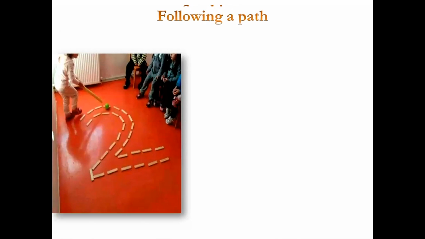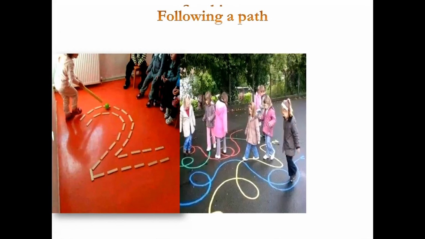Next is following a path. Now here you can see the path is made with the concept of numbers, that is 2, and they have used blocks to secure it, and the child is asked to follow the path and come to the exit. Similarly, you can even draw lines in different chalks over the ground or paints and ask them to grossly walk over the path. This also needs attention to follow one single line.